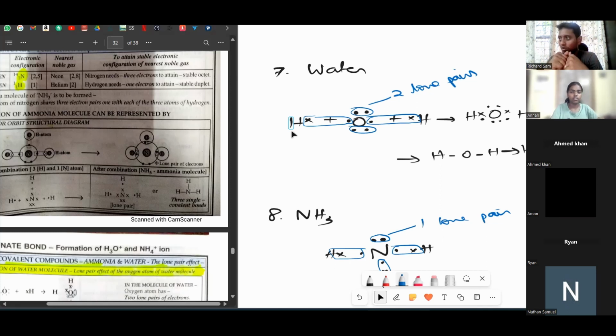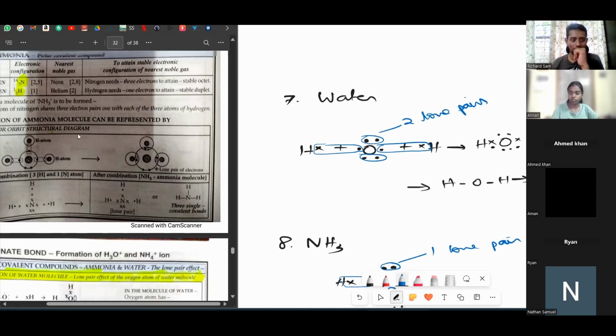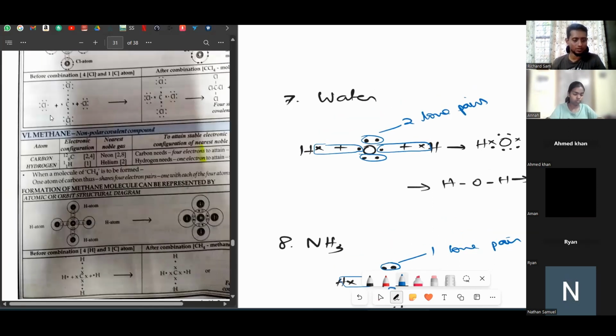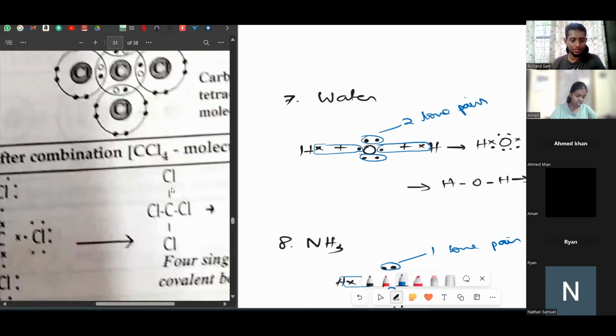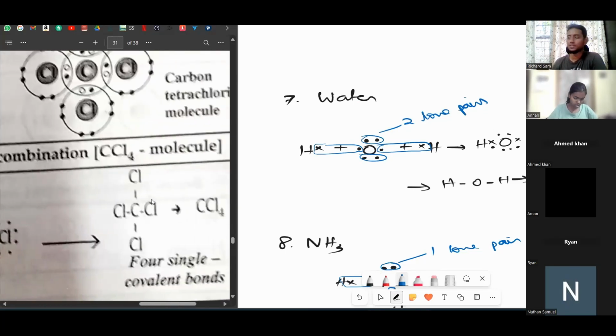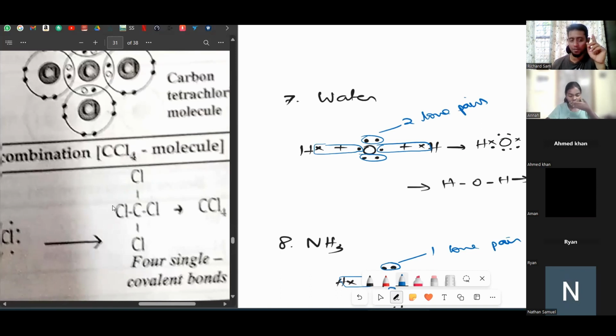1 triple bond. Okay. Next, what's next? Carbon tetrachloride. Here, what bond is for carbon tetrachloride? 4 single bonds. Okay, because each bond is between a different atom. So 4 chlorines are there. Each bond is between each of those chlorine atoms. So there are 4 single bonds.